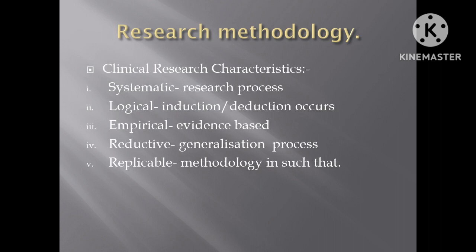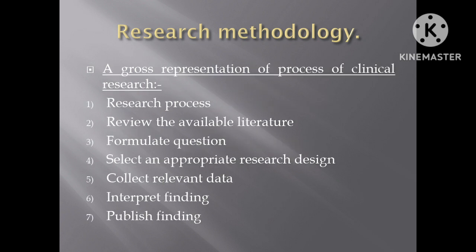Some characteristics of research are that it is systematic, logical, empirical, reductive and replicable. The outline of the research process is given. It gives gross differences between basic and applied research from a student's viewpoint. For doing any kind of research, we first have a research process, which starts with a review of the available literature. From that literature, we have to formulate a question about what we are going to do.